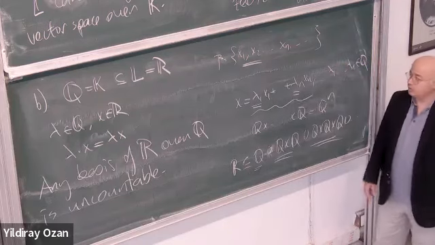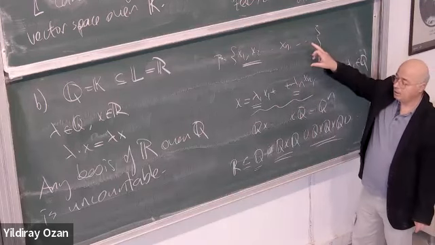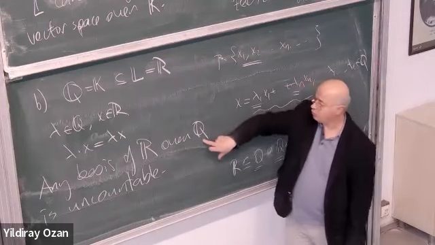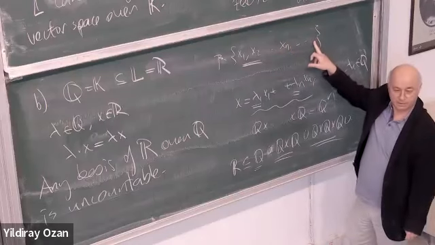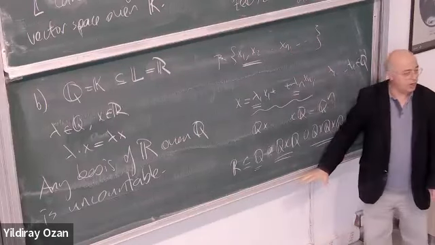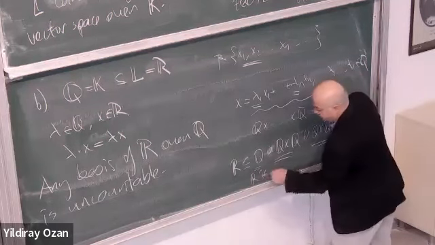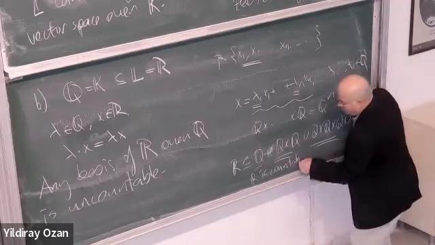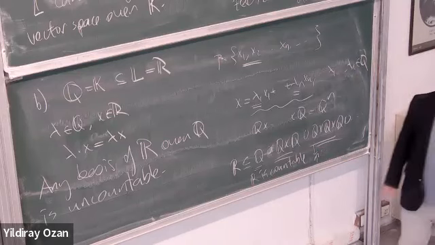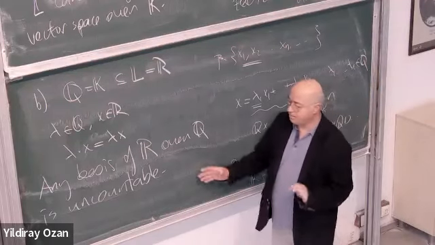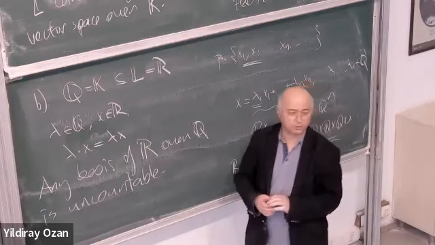And why do we have a contradiction? We have a contradiction because we assumed that R has a basis over Q in this form, which can be written as a countable set. If you assume this, you end up with a contradiction. So this means R is countable. But of course, that's not true. Therefore, R has a basis over Q, but that basis has to be uncountable.